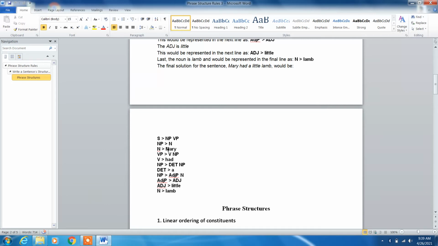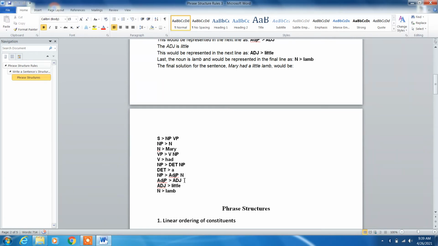So which one is the greater one? Noun is greater than Mary, and NP is greater than N, and S is greater than NP plus VP. Then in VP we have V plus noun phrase. So when we study this, S is equal to NP VP, NP is equal to N, something like that, VP means like this, and V is like this. So this is known as phrase structure rules.